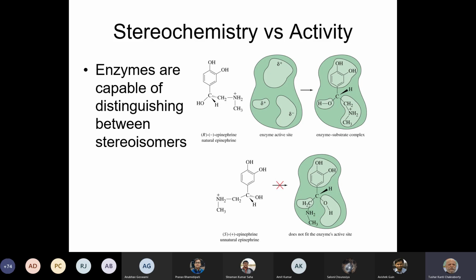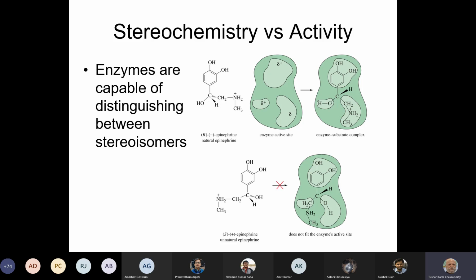But if you make a chiral enantiomer of this molecule, the S epinephrine, then you can see that it does not fit into this binding pocket, because now you have reversed this stereochemistry here. Hydrogen is going down, and then it cannot bind to this binding pocket, and it misfits with the binding pocket. So that's why this enzyme will not act on those molecules.